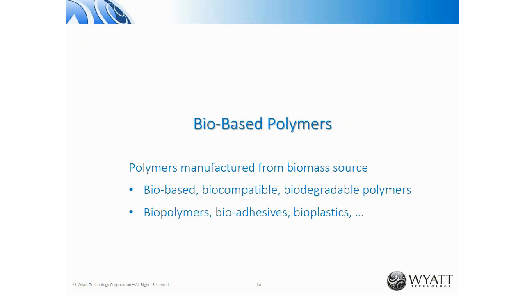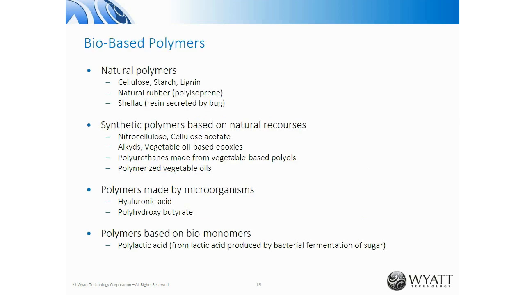Bio-based polymers can be separated into several groups. The first group are polymers that can be found directly in nature. Typical examples are cellulose, starch or lignin, also natural rubber, which can also be made synthetically, as natural rubber is nothing else than polyisoprene.